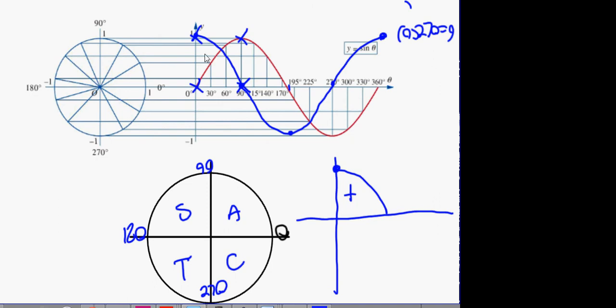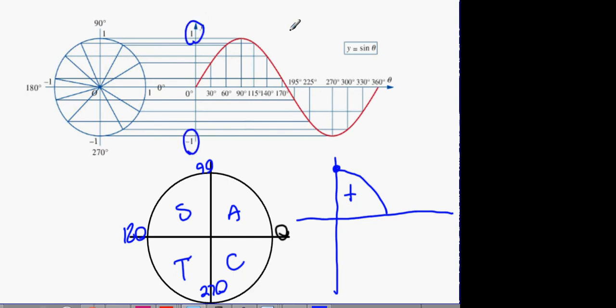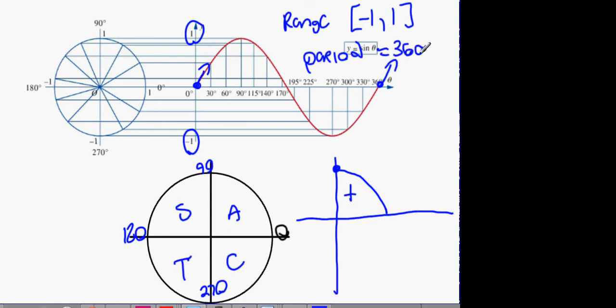There's two things you need to know about these graphs. The first thing is range. Range is your top y value and your bottom y value. The range of this function is -1 and 1. Its period is when it repeats the same direction and the same place. It starts there, and then at 360 it's in the same place in the same direction. The period is 360 degrees.